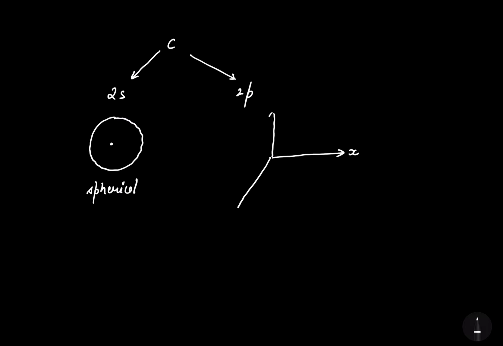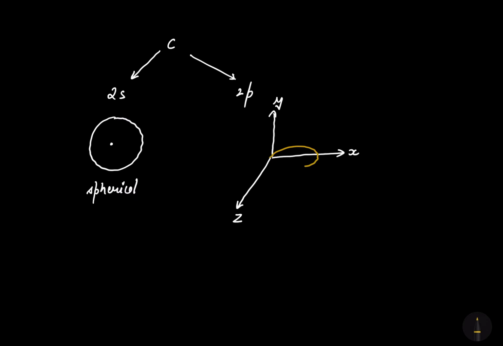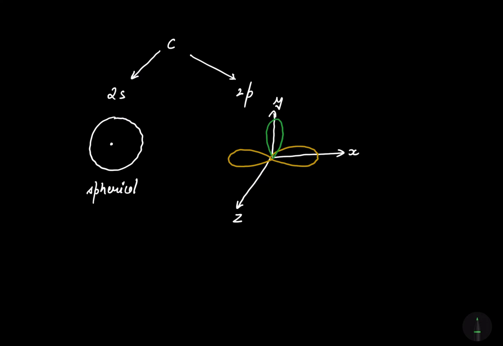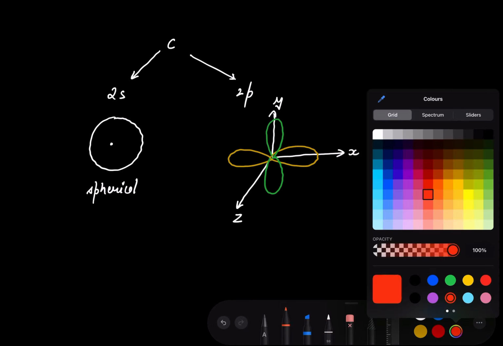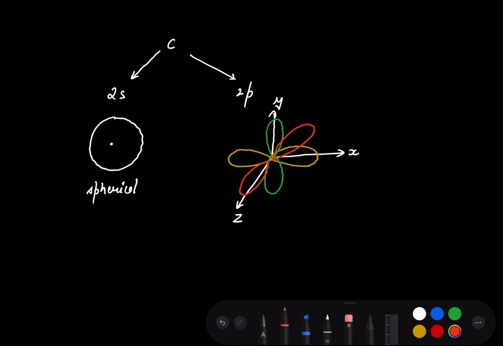That's x, that's y, and that's z. Now here, first of all, this is 2px. Hopefully you got it in 3D. This is 2py, and this one is 2pz.